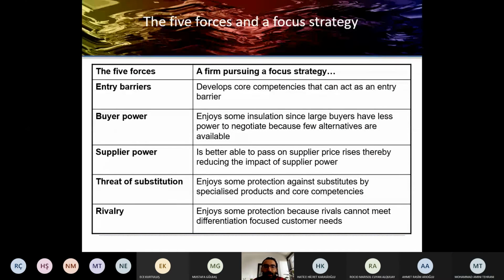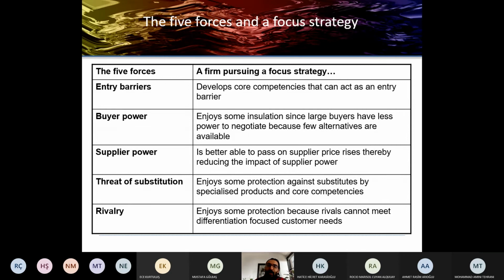Again, in this focus strategy, the 5 forces could be seen like this. Actually, you develop a core competency about a specific target group, and that target group is loyal to you. It's an entry barrier for other rivals. The buyer power, actually, there are few alternatives here, so they have low negotiation power.